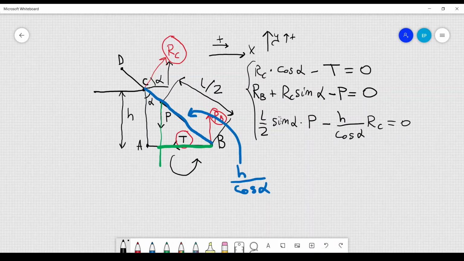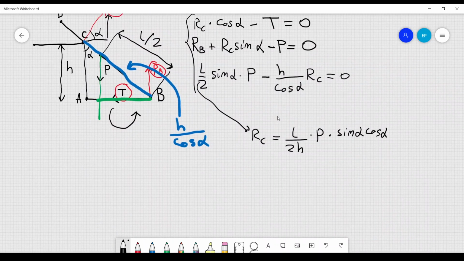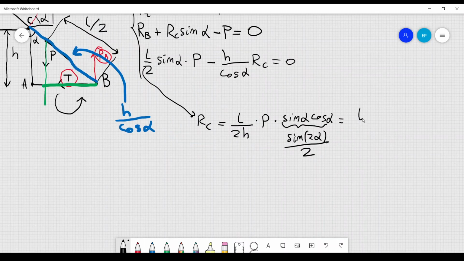From the last equation, we can find RC. RC is just equal to L divided by 2h times P times sine alpha cosine alpha. Or if you want, you can rewrite a more compact expression, because the product of sine alpha cosine alpha is just sine of 2 alpha divided by 2. So we get RC is just equal to L divided by 4h times P times the sine of 2 alpha.